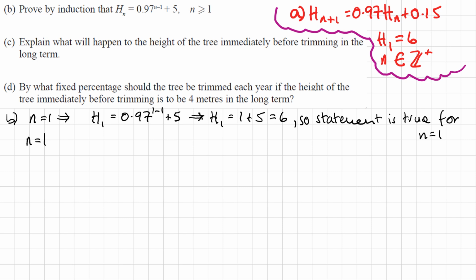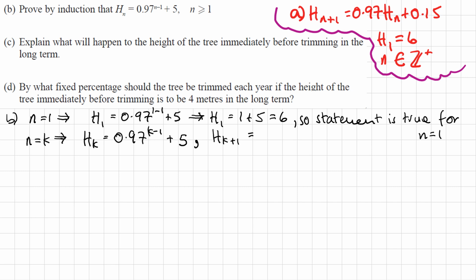Our next step is the assumption step, where we make an assumption. So we'll start with n is equal to k, and we substitute that into what we have here. So we'll have Hk = 0.97^(k-1) + 5. And then we're going to take this and substitute it into the recurrence relation to come up with an equation for Hk+1.